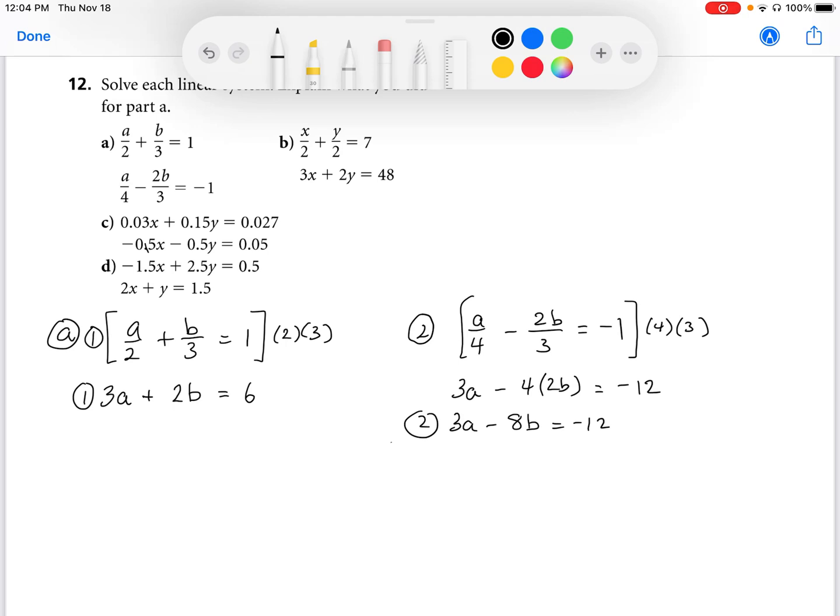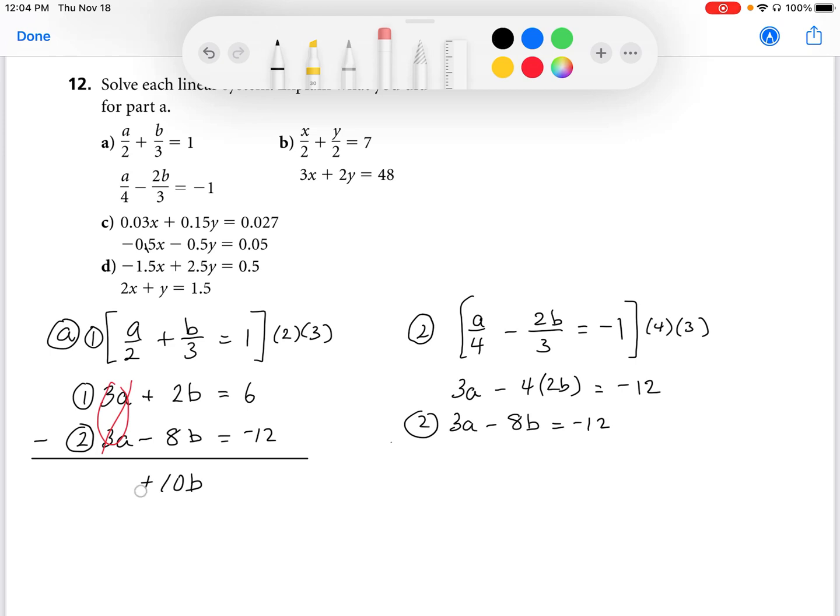Now, since the coefficients of A match already, I'm just going to take equation 2 and subtract it from equation 1. When we're subtracting, we have to be careful of the signs. It's easy to remember that the A's cancel out. I've got a zero pair going on here. But I have a 2B minus a negative 8B. So it's minus a negative, so it's really plus. So I'm going to end up with plus 10B.